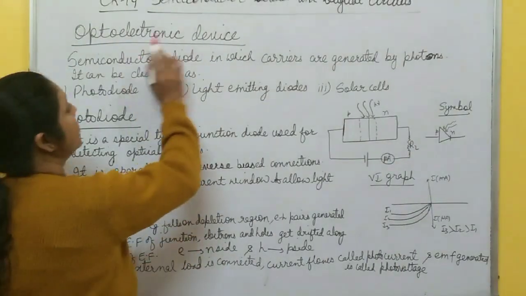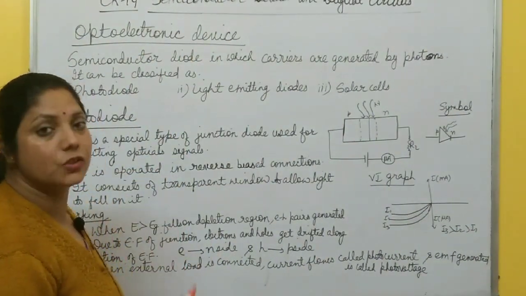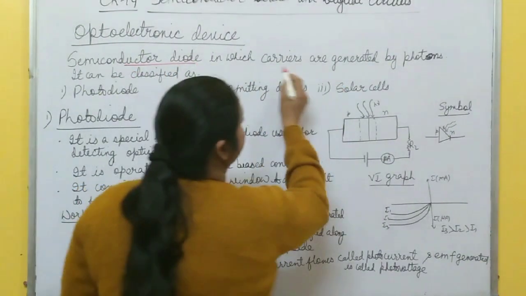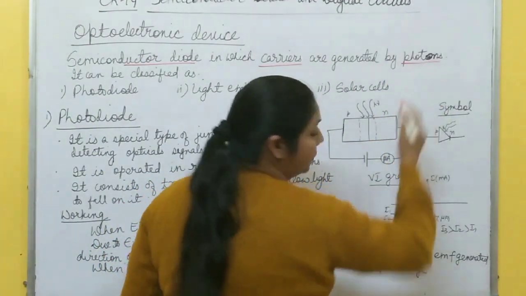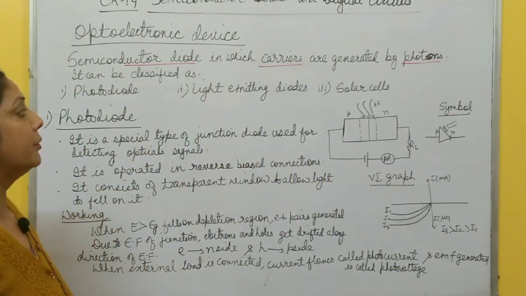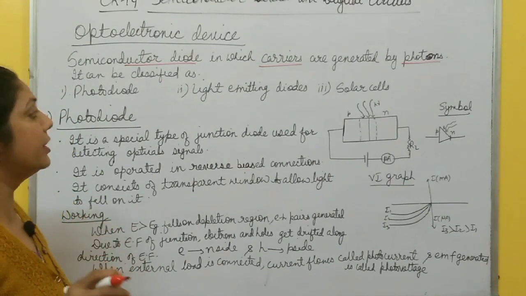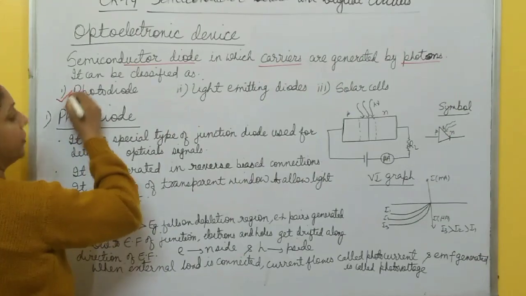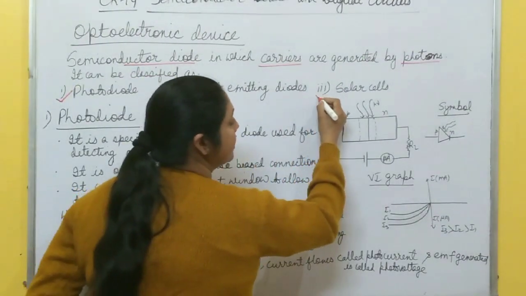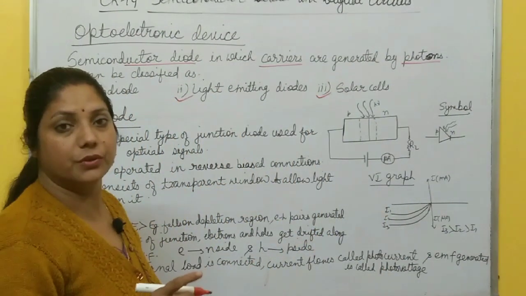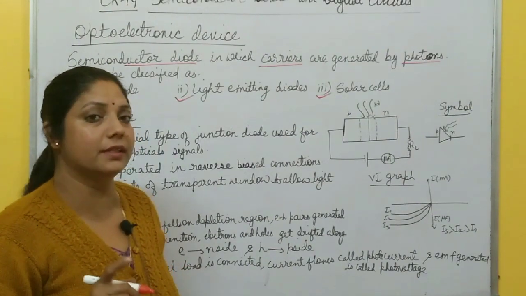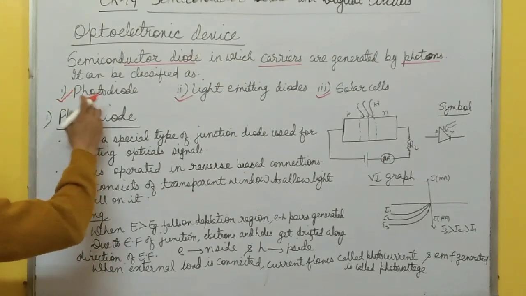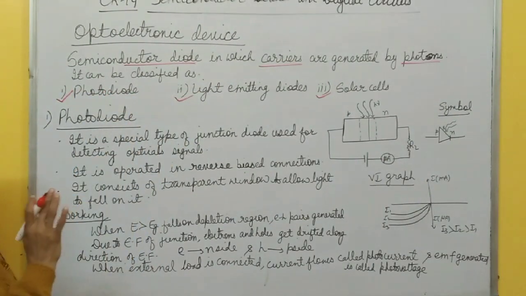Now the last topic is optoelectronic devices. What is an optoelectronic device? It is a semiconductor diode in which carriers are generated by photons. Photons means light. Due to light falling on the PN junction diode, carriers are generated. It can be classified as photodiode, light emitting diode, and solar cells. One more, the Zener diode is also there, but this year it is not in the syllabus. It is deleted from your course, right? So I will discuss only these three types of optoelectronic devices.